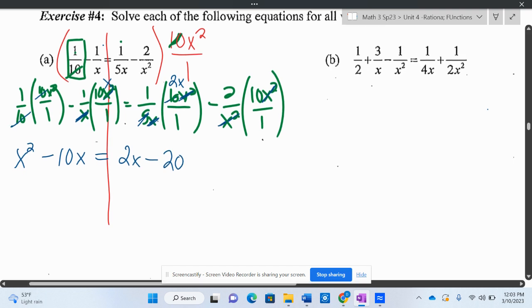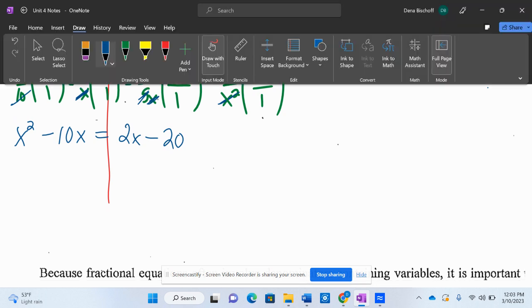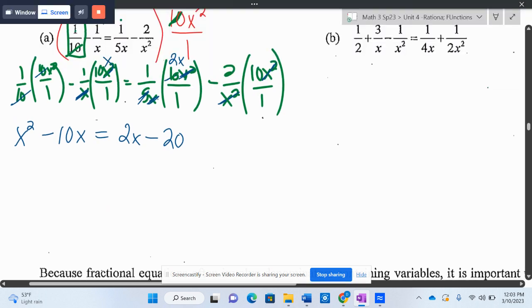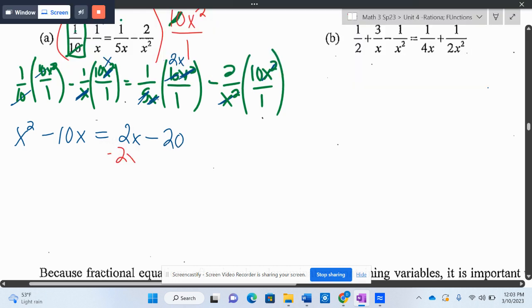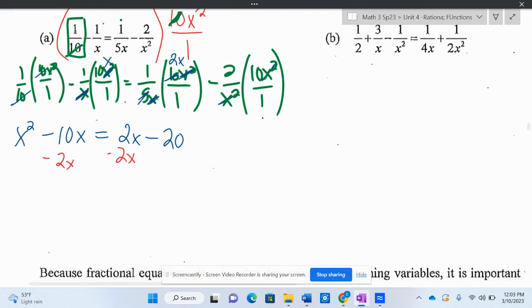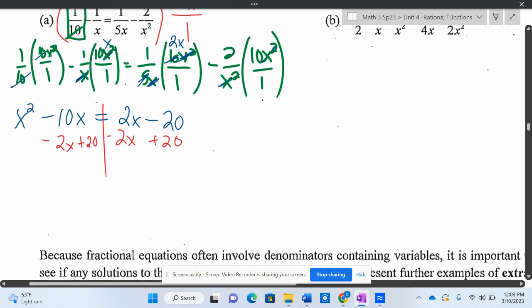Okay, so what do we need to do now to solve this? Set it equal to 0. So I'm going to subtract 2x from both sides, and I make sure that I line it up under the term that it's getting subtracted from. And I'm going to add 20 to both sides, and I don't have a constant over there, so I'm just going to kind of squeeze it right there.